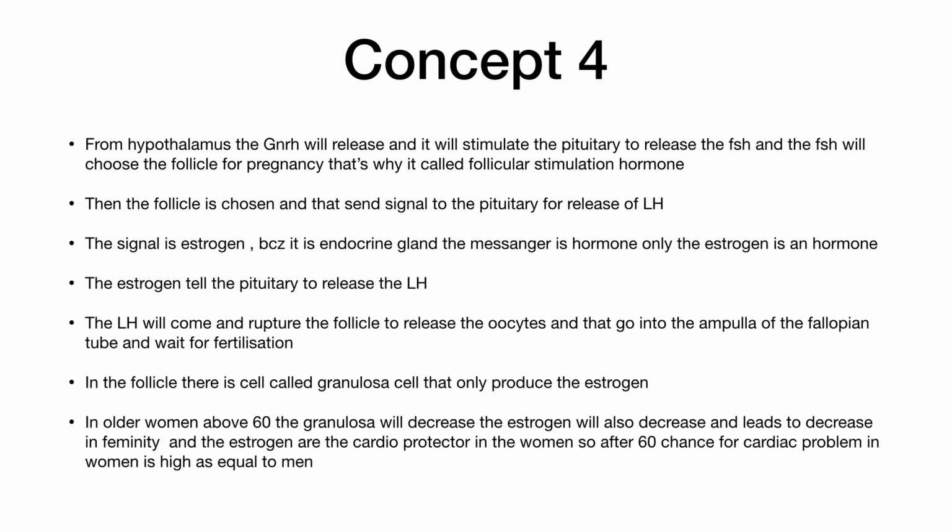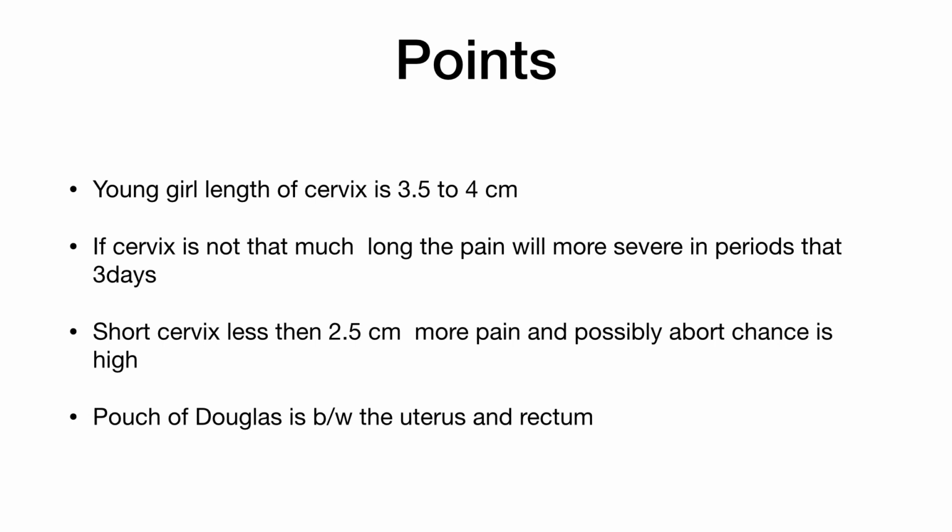In the follicle there is a cell called the granulosa cell that alone produces estrogen. In older women above 60, the granulosa cells decrease. The estrogen will also decrease, which leads to a decrease in femininity, and estrogen is a cardioprotector in women. So after 60, the chance of cardiac problems in women is as high as in men.